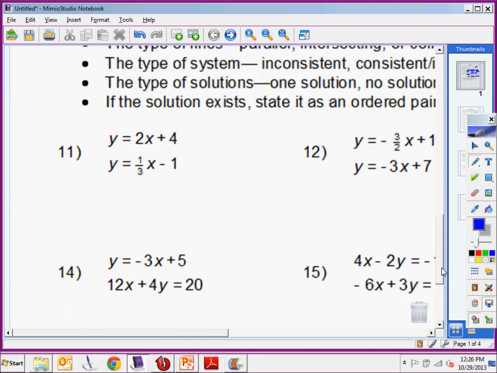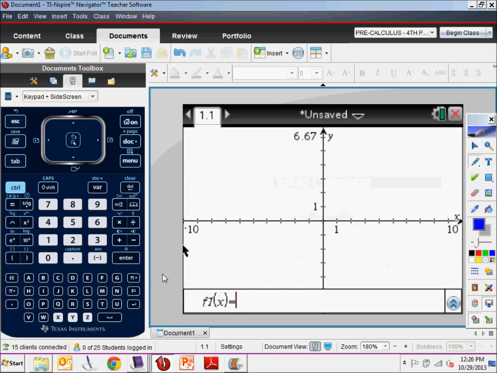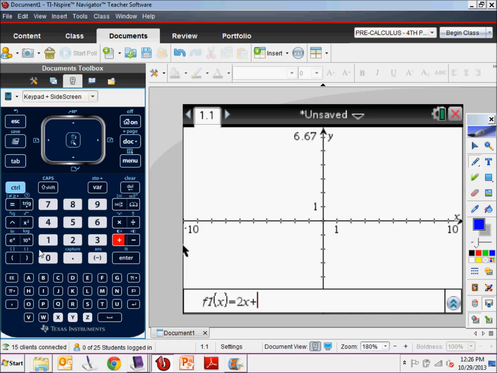All right. So on number 11, when I look at these two functions, let's graph them. So if I'm going to graph 2x plus 4, and then I arrow down and I graph 1/3 x. Hold on.